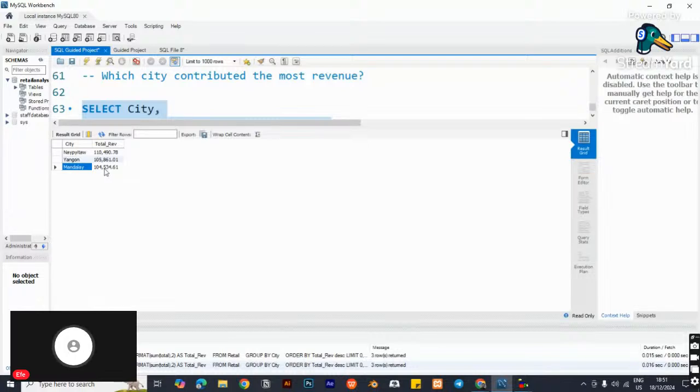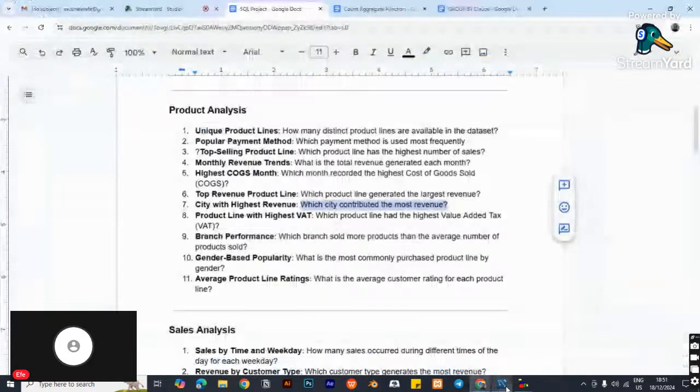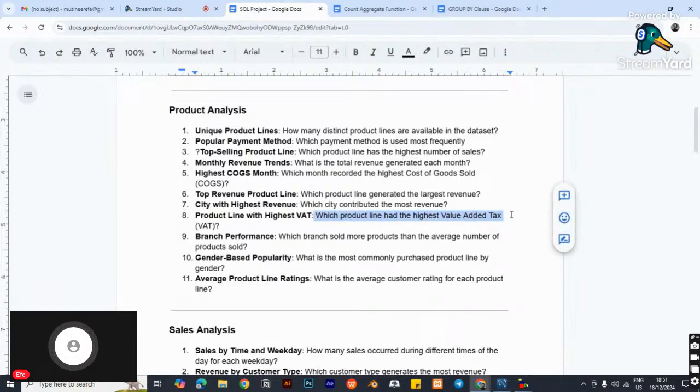So this is how you carry out analysis. All right, so let's see how we could round up. I'm just glad that I've been able to expatiate on something that is very critical. So we say, which product line has the highest VAT? Okay, we could do this in the next 10 minutes.